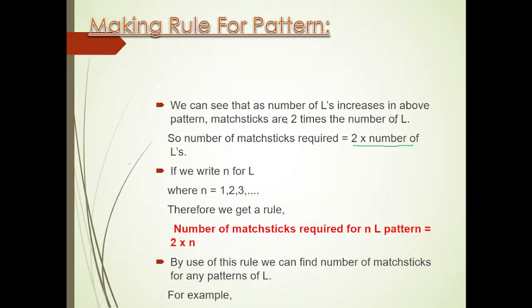What is the pattern we observe here? This is the rule and the pattern we are observing. If we write n for L, where n is equal to 1, 2, 3, then we get a rule: the number of mastics is equal to 2 into n. By using this rule, we can find the number of mastics required for any pattern of L. Let us see one more example.